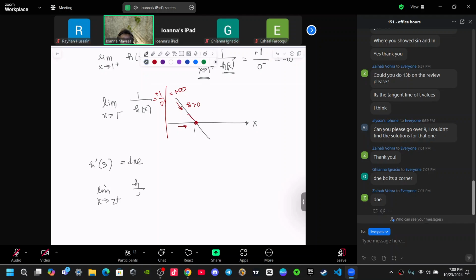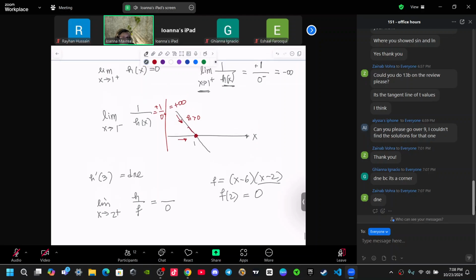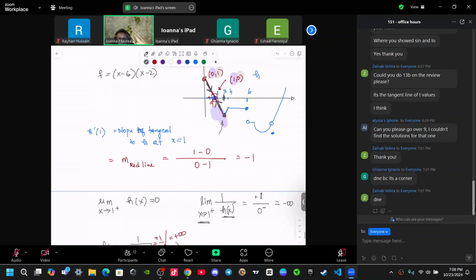positive side of h over f. So f again was x minus 6, x minus 2. Clearly f of 2 is 0. Right? So this is 0. Now, if you have 0 over 0, the answer could be anything, literally anything. Any number, including positive or negative things. It could be anything you like. You can't do anything with it because we haven't done enough. So I'm expecting h at 2 is not 0.